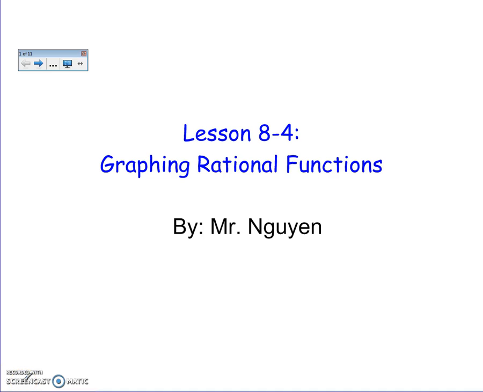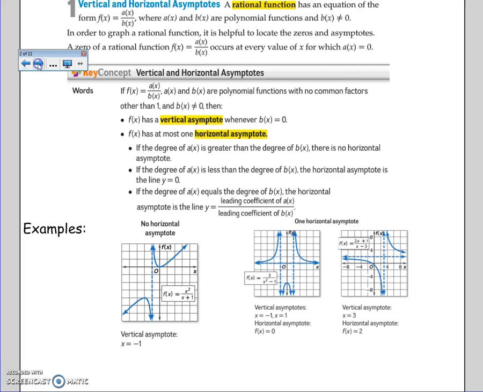This video will be about graphing rational functions. So a rational function is very similar to a reciprocal function, except now they're polynomials on top and bottom of the fraction. Again, where the bottom cannot be equal to 0.